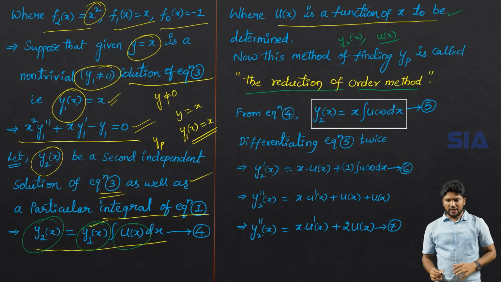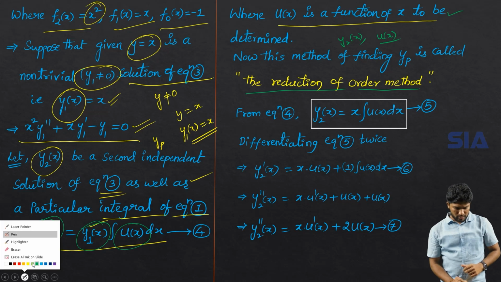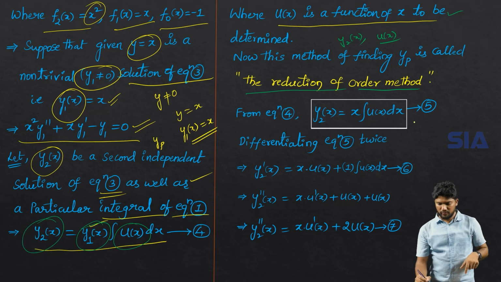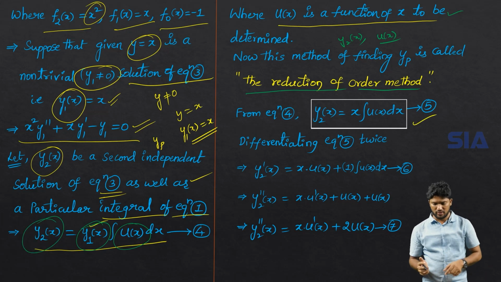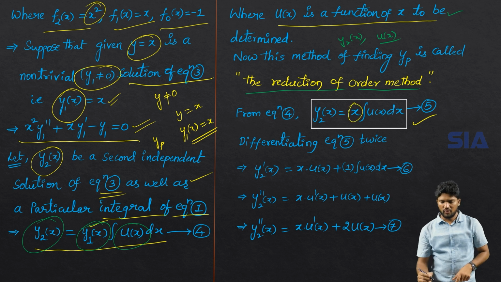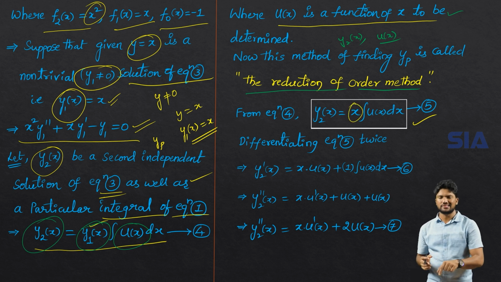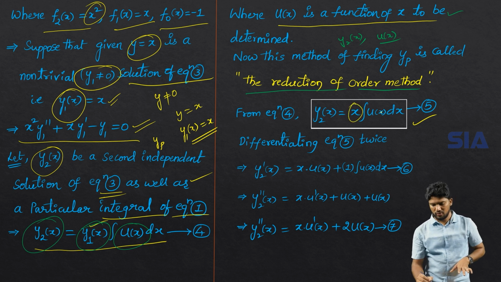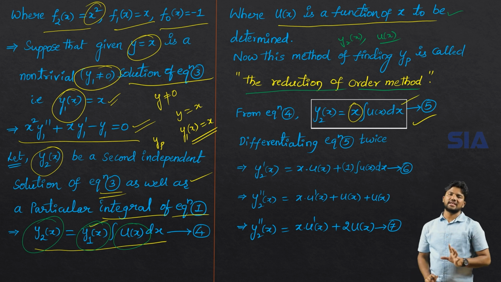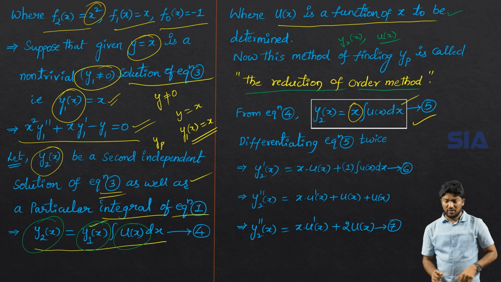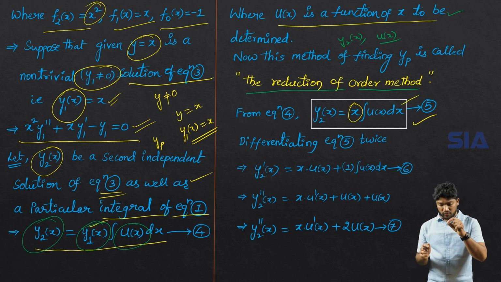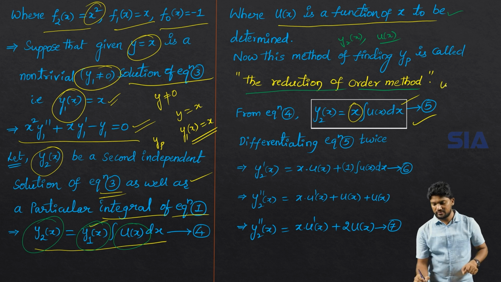Now from equation number 4, the second solution, we can write y suffix 2 of x is equal to y suffix 1 value. What is that y suffix 1 value? Small x. Substitute that value, small x, into integration u of x dx. That is taken as equation number 5. Now we are going to find that u of x value.